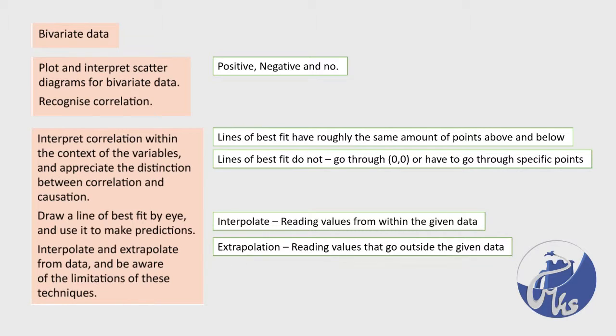Now, roughly speaking, a line of best fit should have the same amount of points above and below, and that's really about the only condition it has.